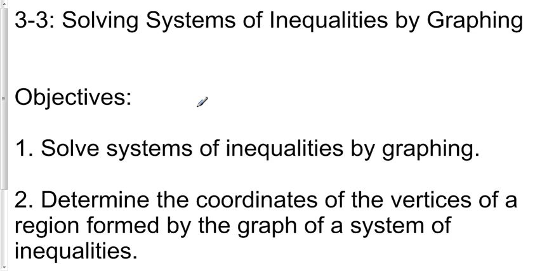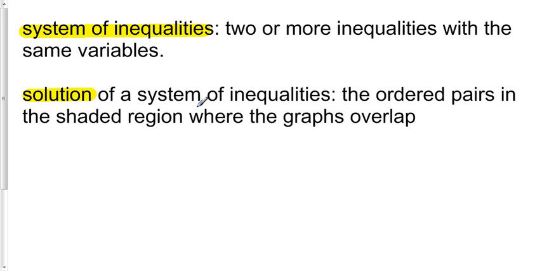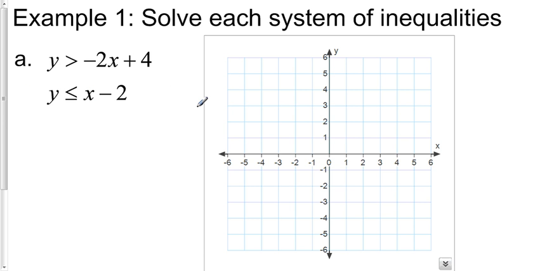Lesson 3-3, Solving Systems of Inequalities by Graphing. A system of inequalities means two or more inequalities with the same variables. To find the solution of the system, you need to graph the inequalities and figure out where the shaded regions overlap, and then any ordered pair in that shaded region is the solution. So there's multiple solutions, an infinite number actually, when you solve a system of inequalities.